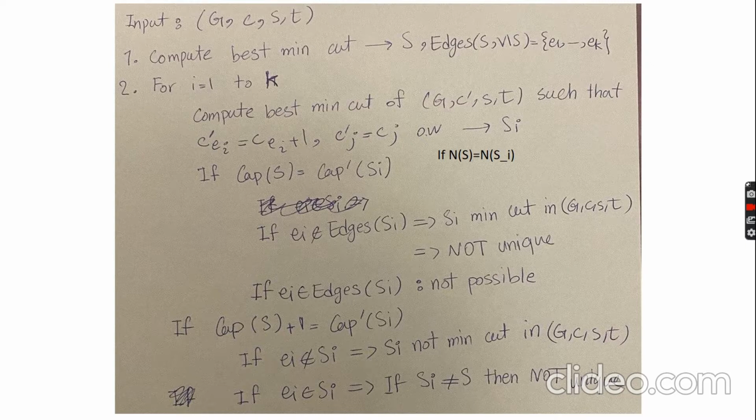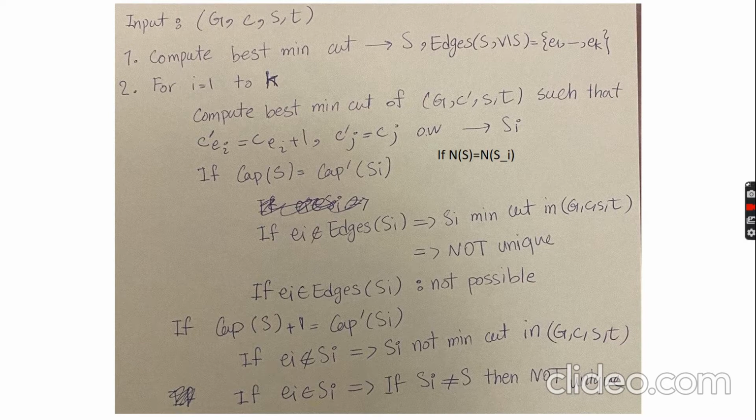So this is what we do. At each iteration, we increase the capacity of exactly one of the edges of S by 1, and we compute the best min cut of the new graph, and we name it Si. Now, have in mind that we have increased only one edge's capacity by 1. So what can happen to the min cut value, the min capacity of the graph? The only thing that can happen is that it can be increased by 1. That's it. It cannot be increased more than that.